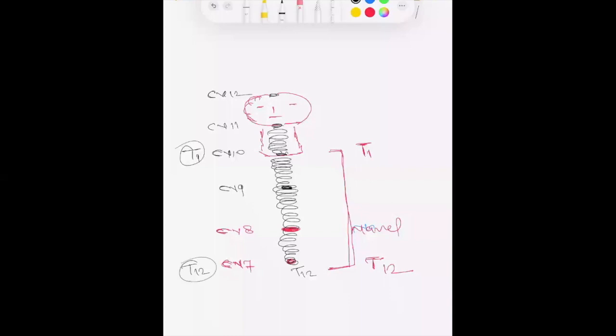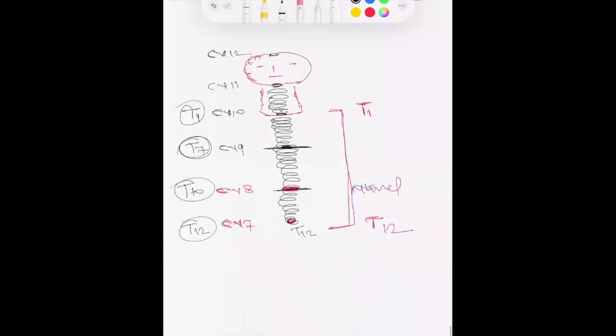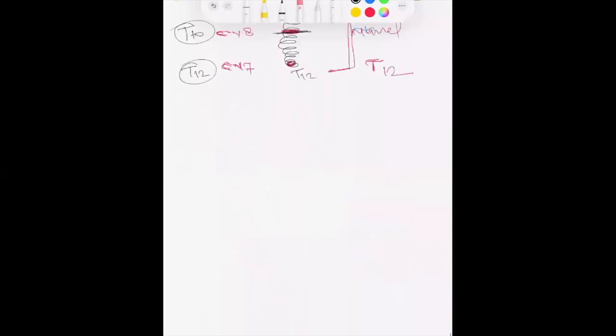Okay, what about in between? Let's see. In between we have CV9, that is thoracic 7. Then we have the umbilicus region, that is thoracic 10. These are the junctions. So 1, 7, 10 and 12, we can look at here again.